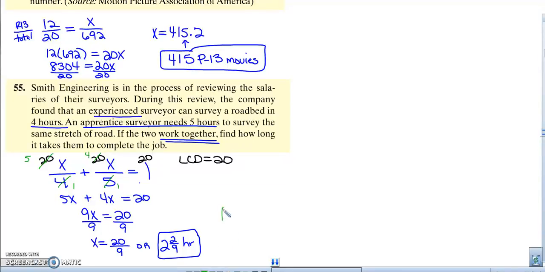Be mindful that next to the answer box in My Math Lab, they usually have a set of parentheses where they've given you a description of how they would like the answer turned in. So be mindful to take a look at that to see if they're asking for a decimal or a fraction or a mixed number.